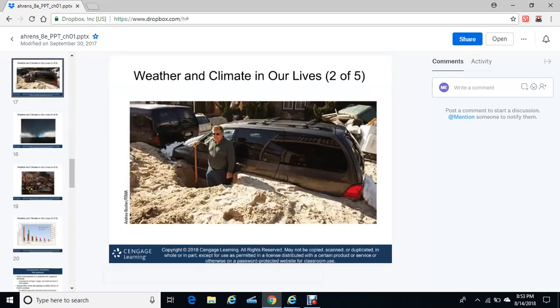Here's a gentleman coming out, and you can see how high this is up on him. These cars are pretty much buried in this mess. He's got a shovel in his hand. There he is.